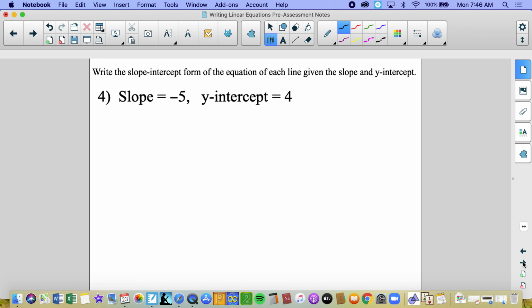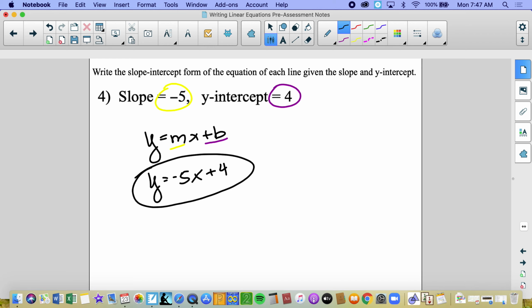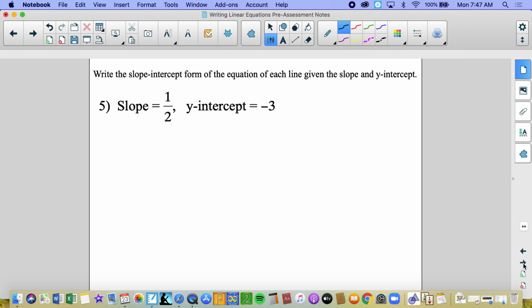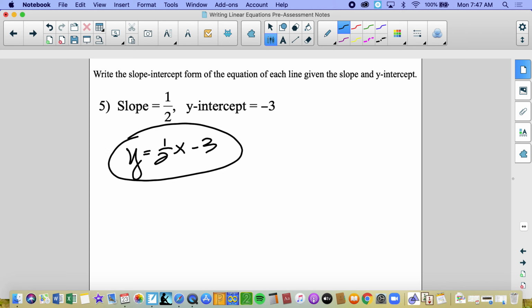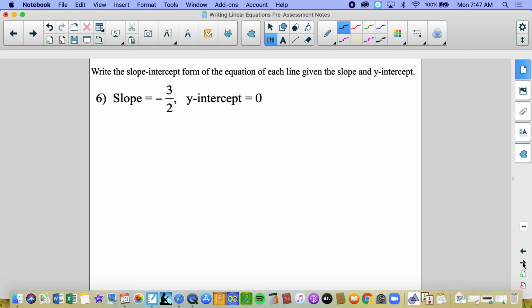Now, this is probably the easiest of all of them. In our template, we fill in for slope and we fill in for the y-intercept. So we like these. These are the easiest of the easy, 4, 5, and 6. Let's do number 5. Y equals, my slope is 1/2, my y-intercept is -3. Number 6, my slope is -3/2, my y-intercept is 0.